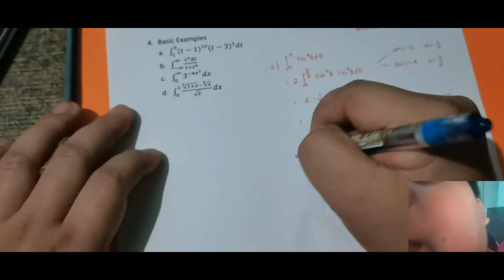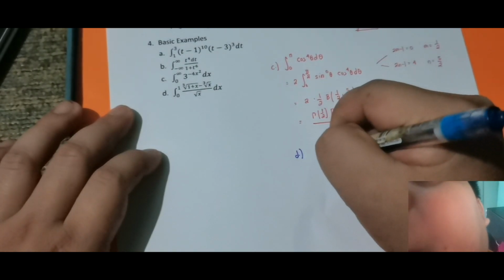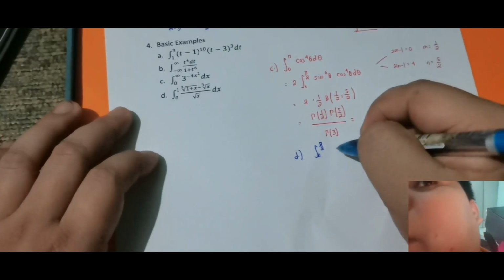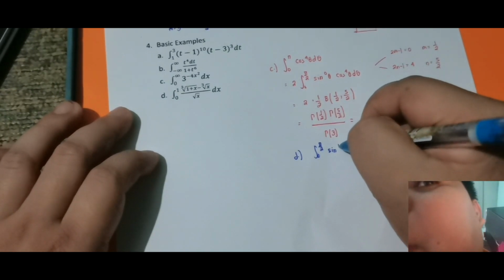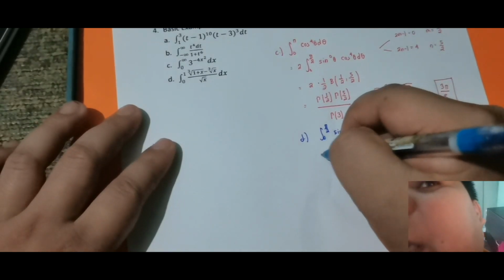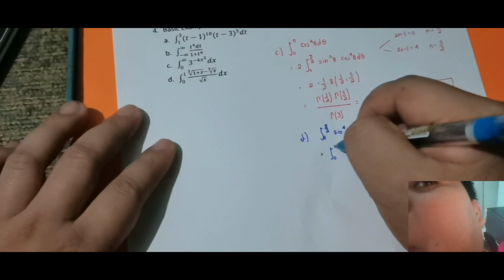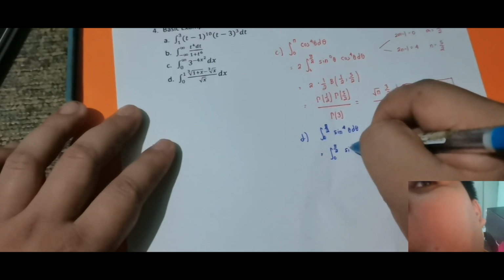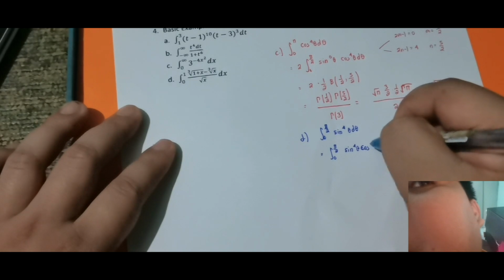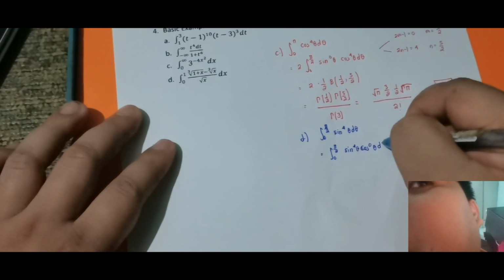Letter D, ito na natin ilagay. Square, integral from 0 to pi over 2 ng sine to the 4 theta d theta. So syempre, lagyan natin ng cosine. This is integral from 0 to pi over 2, tapos sine 4 theta, tapos cosine raised to 0 theta d theta.